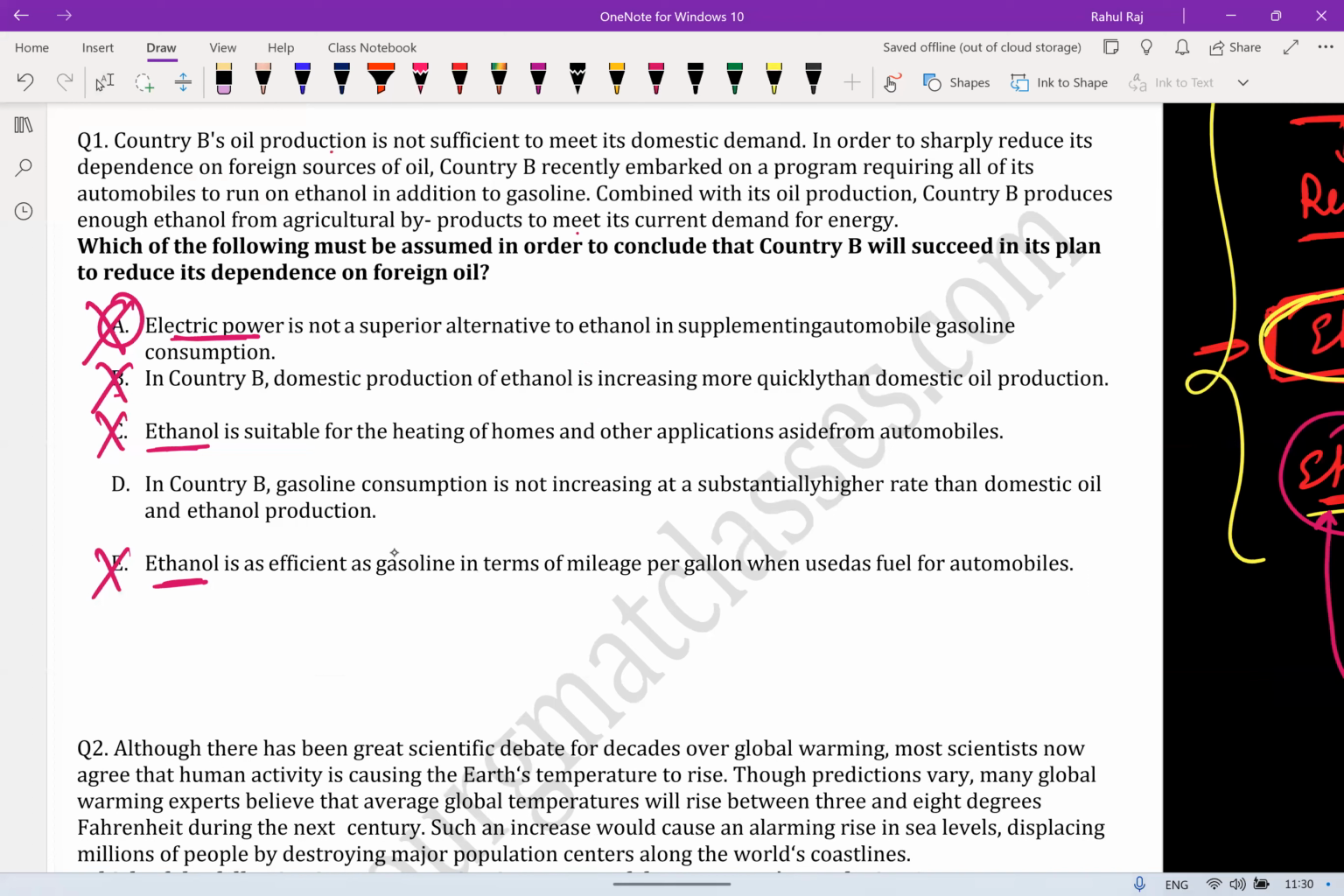But when I come to option D, now check here. I'm trying to negate this statement. In country B, gasoline consumption is not increasing substantially. I'm removing this not, so it is increasing substantially. Please ensure this is an extreme word. Please make a note of all these things. Substantially means at a very fast rate. Domestic consumption is increasing at a substantially higher rate than domestic oil and ethanol production. They have used both. So whatever answer they give you, it will be very clear wording-wise: domestic oil plus ethanol production.